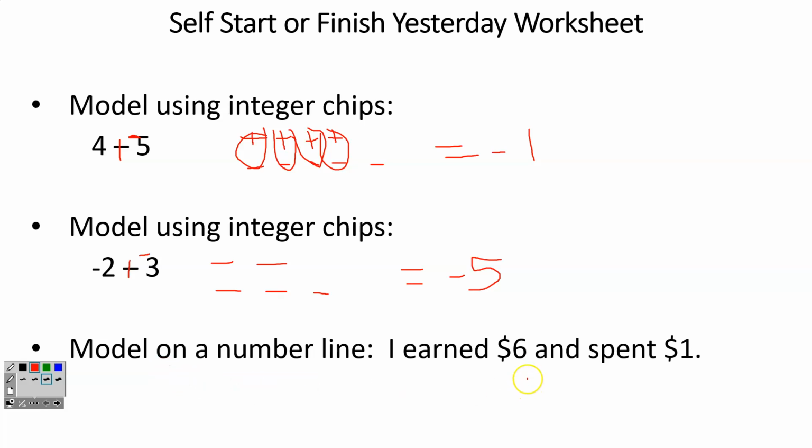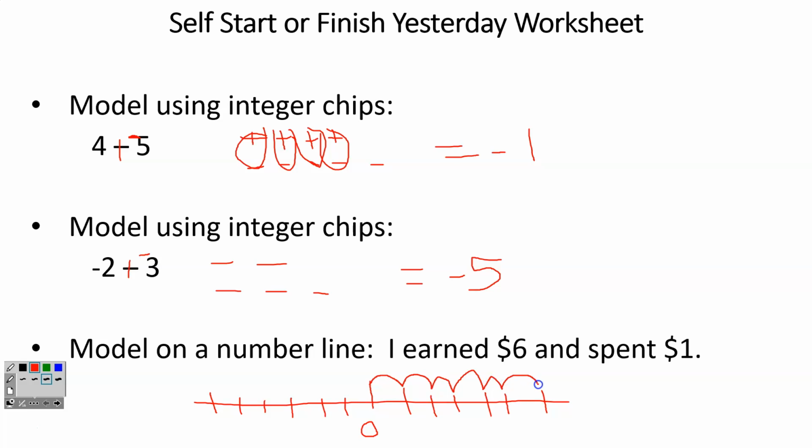Third one says model on a number line. I earned $6 and spent $1. So there's my 0. So I'm going to go 1, 2, 3, 4, 5, 6. So if I earned $6, that's going to be positive. So that's going to mean that I'm going to go 6 jumps in the positive direction.